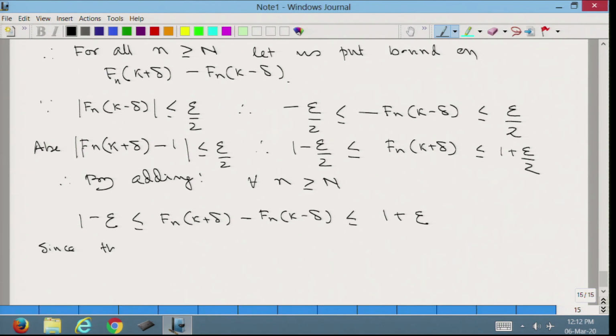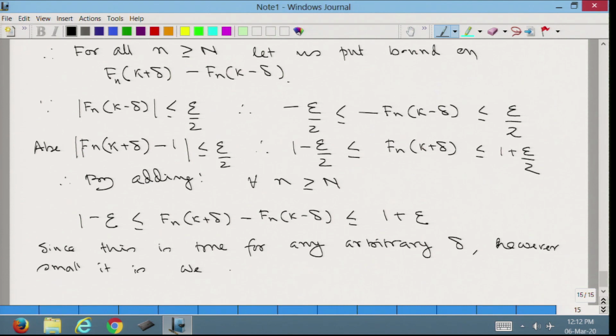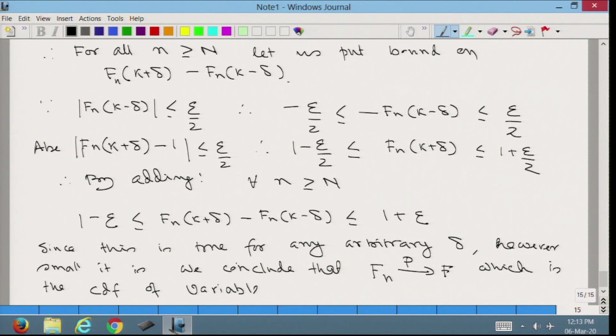Since this is true for any arbitrary δ, however small it is, we conclude that f_n converges in probability to f, which is the CDF of the variable X, defined as it takes the value k with probability 1. So, that proves the result.